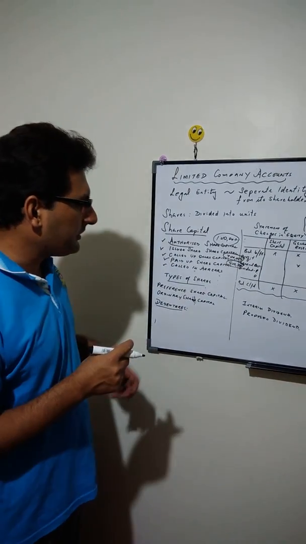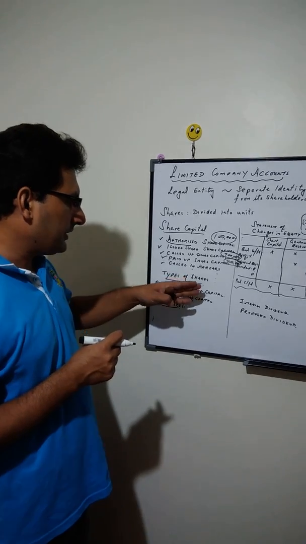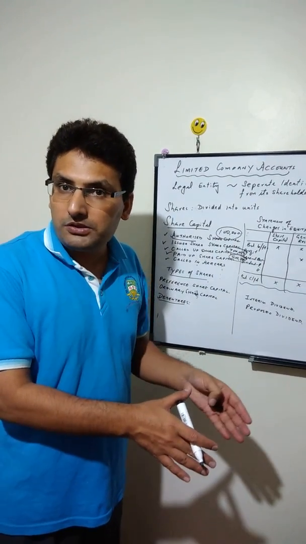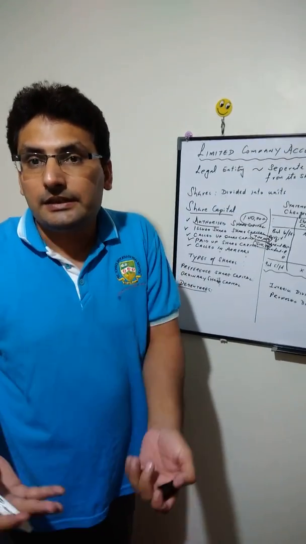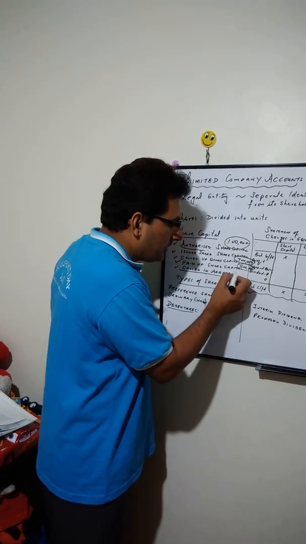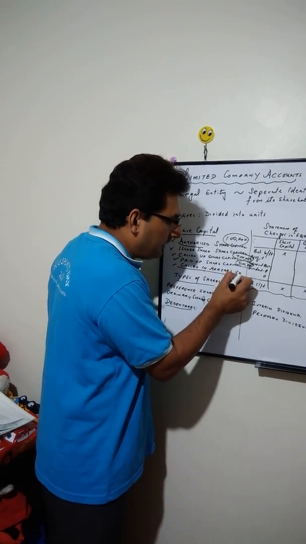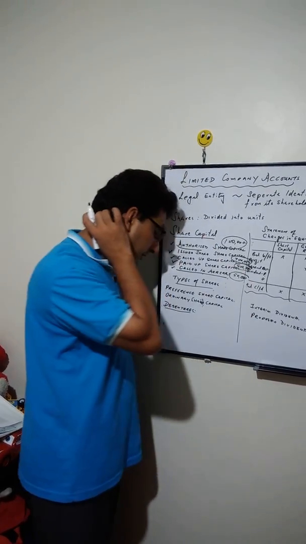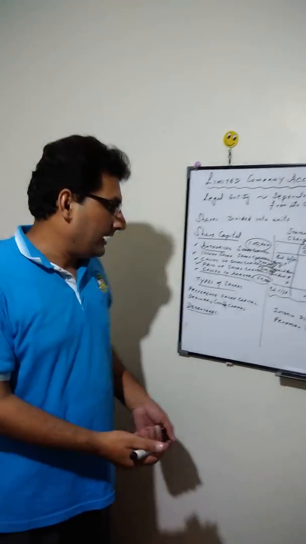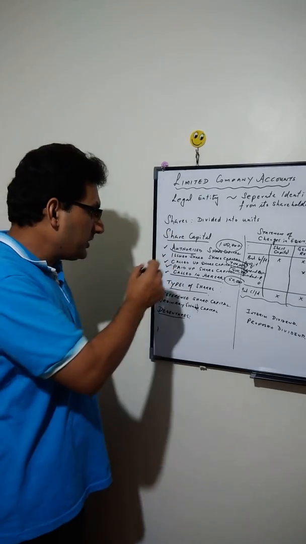So of the 500,000, not all investors are going to pay the money on time. Some people still need to pay the money. That amount we call called in arrears. Suppose in this business 50,000 is still in arrears. We have already approved, and we asked the people to make the investment, but they did not pay yet. So that's all for the share capital.